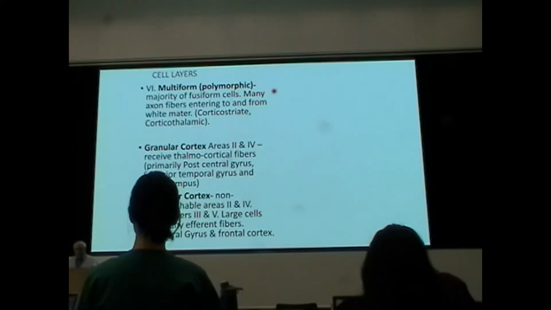Then there's an agranular cortex, distinguishable from areas 3 and 4. This is layers 3 and 5. So these are where there's fewer granular cells, but there's more pyramidal cells. The external pyramidal and the internal pyramidal or ganglionic layer. Large cells with many efferent fibers in the precentral gyrus and the frontal cortex. Frontal cortex areas such as the supplementary motor cortex. So that's what we're trying to distinguish here.